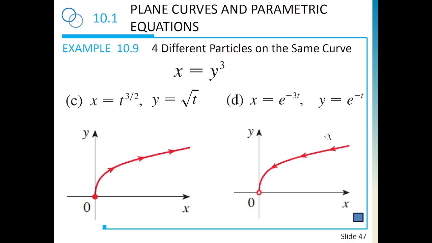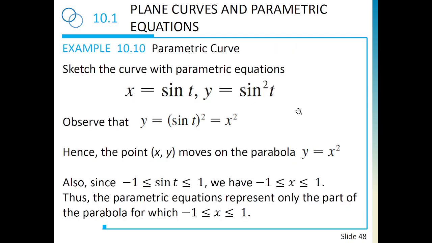So that's interesting. You see the same Cartesian expression, but we have different parametric equations that describe different paths of particles. So this is just interesting to observe and to realize that these parametric equations actually are rich in information. They give us the shape of the curve, but also the direction of movement of a particle. An interesting example again for a parametric equation.